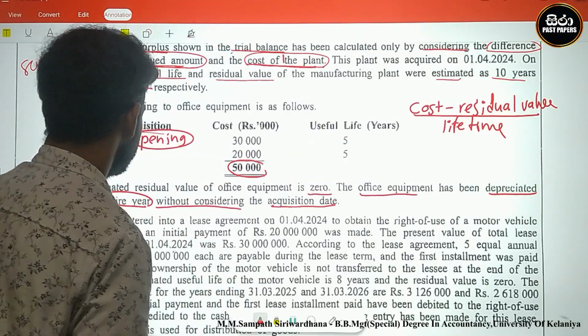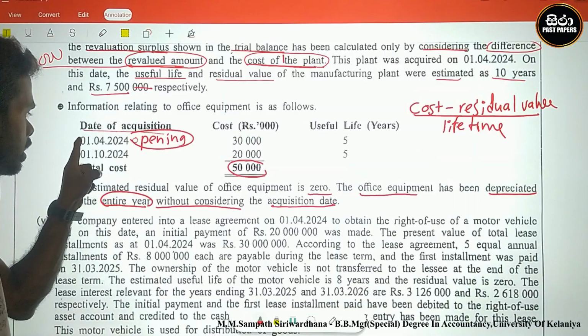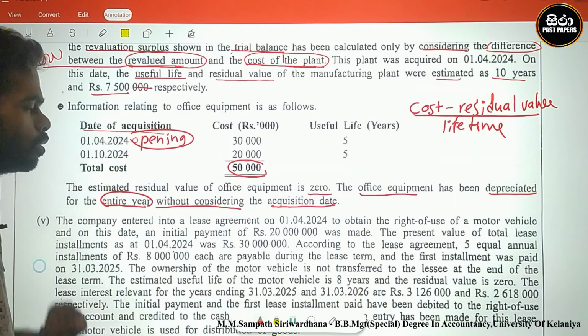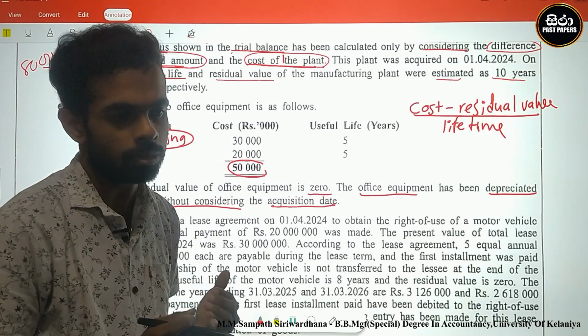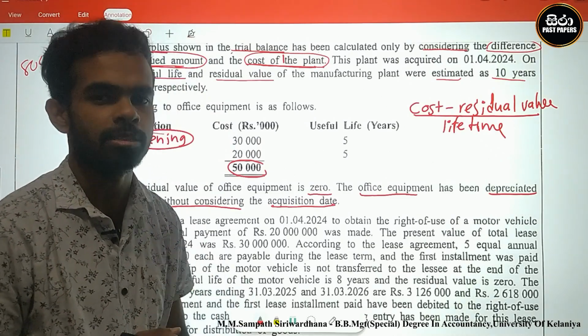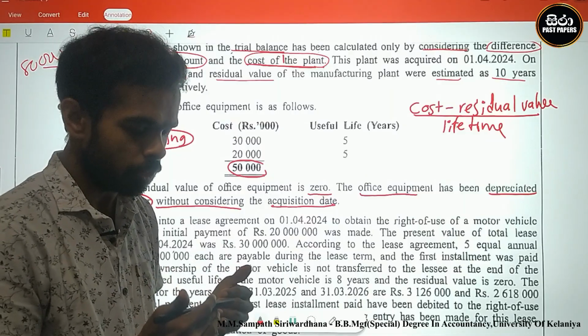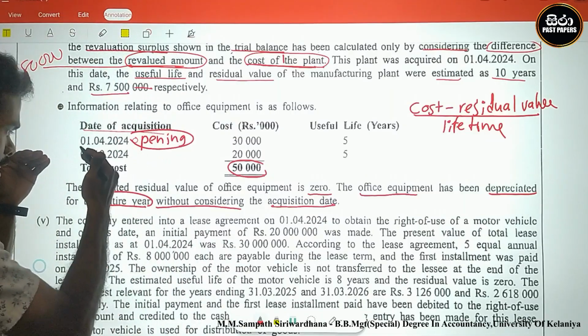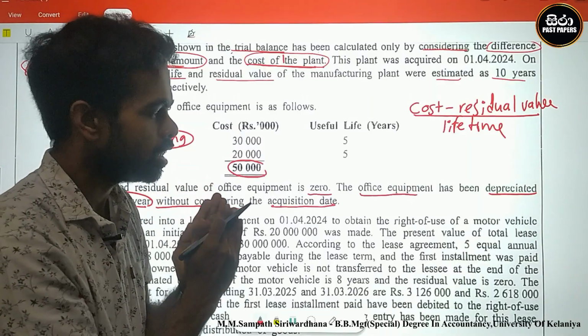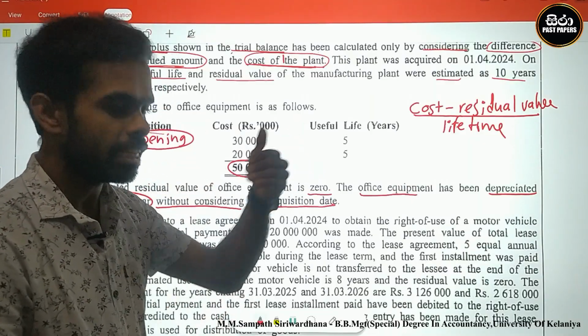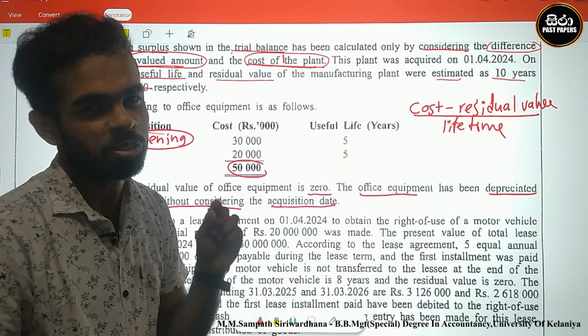What is that? This is the acquisition date, 1st April 2024. This is the opening date of the acquisition. Therefore, we can depreciate the entire year. The acquisition date is 1st of April 2024, and the asset was depreciated for the entire year until the end of 31st March 2025.